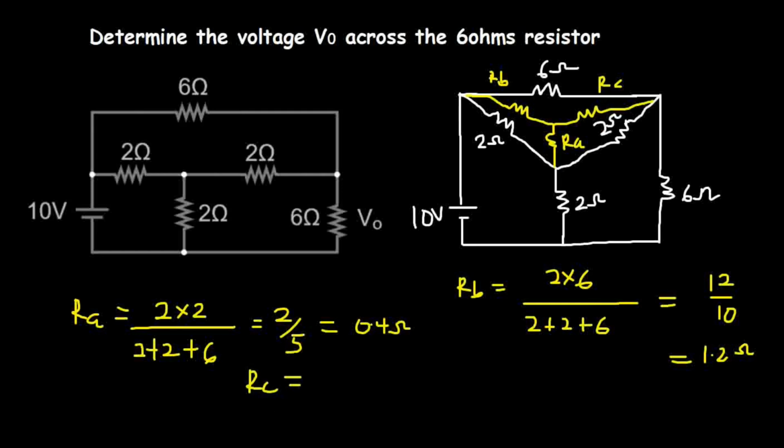RC. So RC also, I'll multiply this 6 ohms by these 2 ohms here. So that will be 6 times 2, divided by 2 plus 2 plus 6. That will be 12 divided by 10, and that will be equal to 1.2 ohms. So now we've converted it from the delta network to the star network. Now let's look at how our circuit will be now.